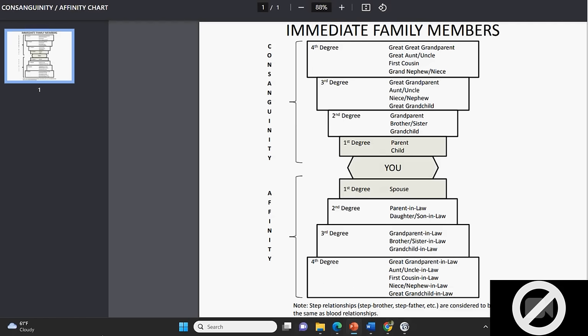Then you have first-degree affinity, your spouse. And it goes the same way down. It says parent-in-law, daughter-in-law, son-in-law, second degree, third degree, grandparent-in-law, brother-in-law, sister-in-law, grandchild-in-law, third degree, fourth degree, great-grandparents-in-law, uncle-in-law, aunt-in-law, first cousin-in-law, niece-in-law, nephew-in-law, great-grandchild-in-law.